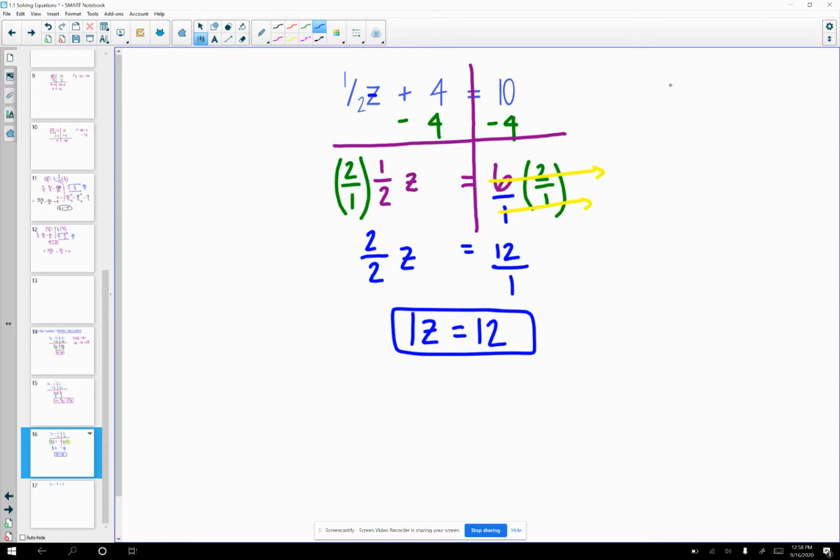So I'm going to go back and check. I have 1/2 times 12 plus 4, and 1/2 of 12 is 6. So I've got my 6 plus 4. That gets me my answer of 10. I am good to go.